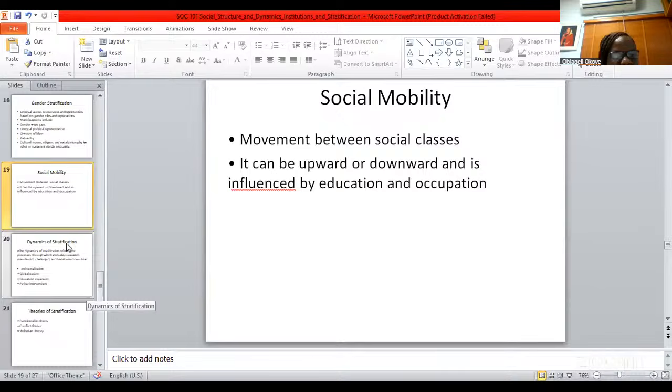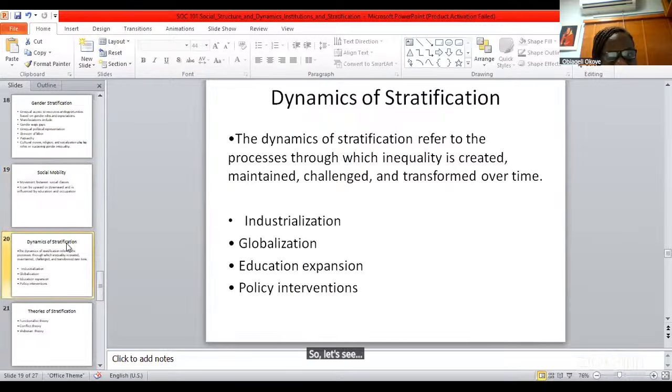So let's see the dynamics of social stratification. It refers to the processes through which inequality is created, maintained, challenged, and transformed over time.